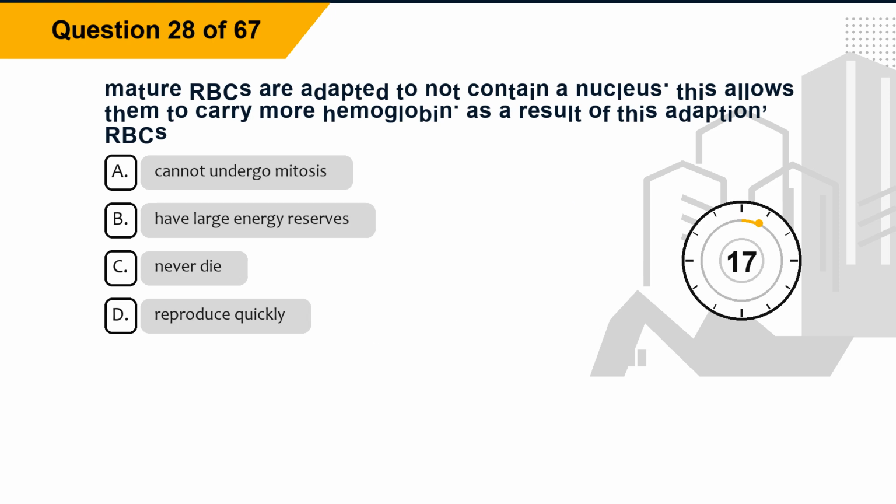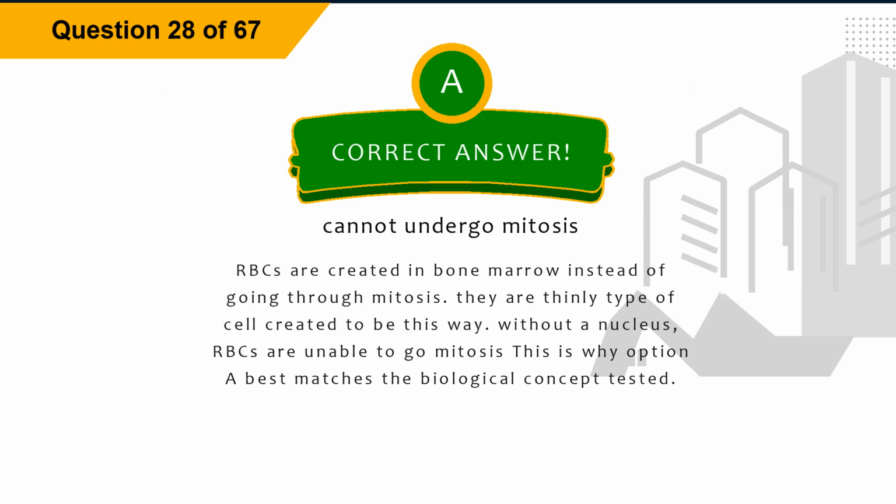Question 28. Mature RBCs are adapted to not contain a nucleus. This allows them to carry more hemoglobin. As a result of this adaptation, RBCs: Option A, cannot undergo mitosis. Option B, have large energy reserves. Option C, never die. Option D, reproduce quickly. The correct answer is option A, cannot undergo mitosis. Explanation. RBCs are created in bone marrow instead of going through mitosis. They are a type of cell created to be this way. Without a nucleus, RBCs are unable to undergo mitosis. This is why option A best matches the biological concept tested.